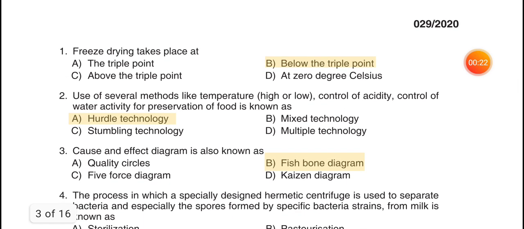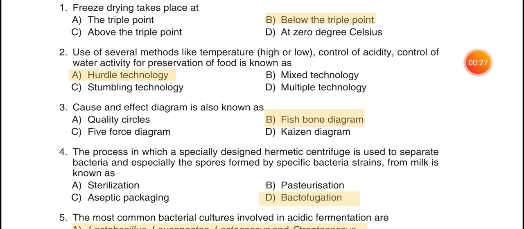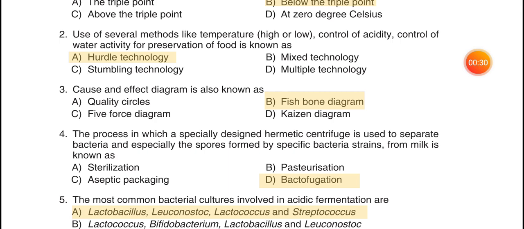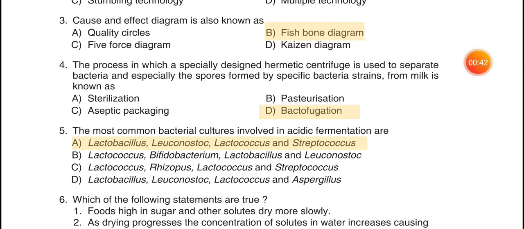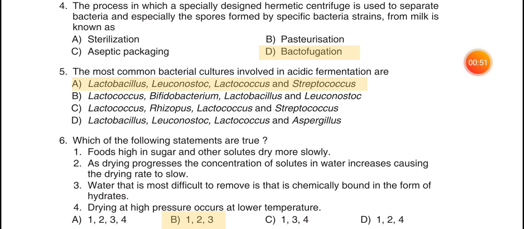ഒന്നാമത്തെ ക്വസ്റ്റ്യൻ നോക്കാം. 1. ഫ്രീസ് ഡ്രൈയിങ് ടേക്ക് പ്ലേസ് അറ്റ് B below the triple point. 2. Use of several methods like temperature, high or low, control of acidity, control of water activity for preservation of food is known as A. Hurdle technology. 3. Cause and effect diagram is also known as B. Fishbone diagram. 4. The process in which a specially designed hermetic centrifuge is used to separate the bacteria and especially the spores formed by the specific bacteria strains from milk is known as D.